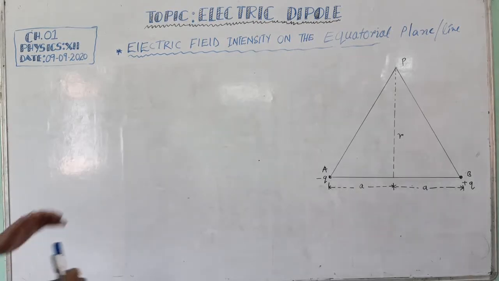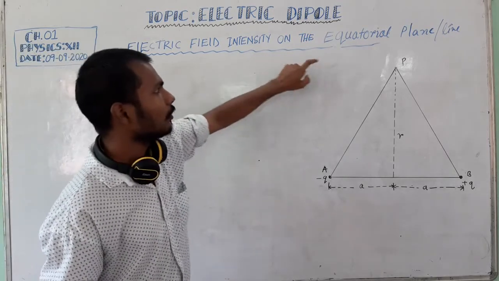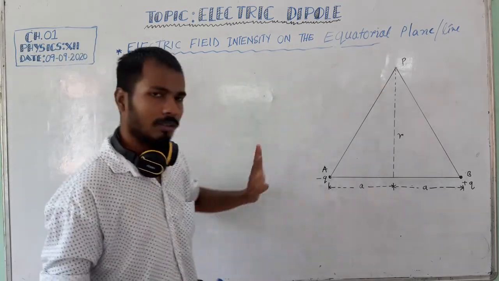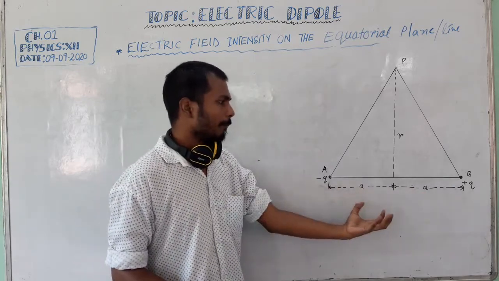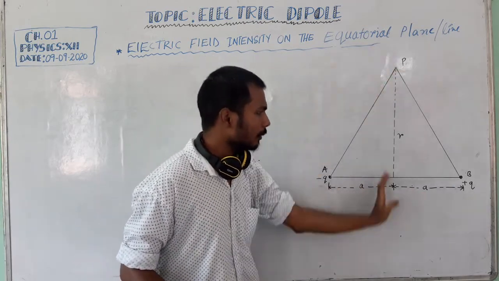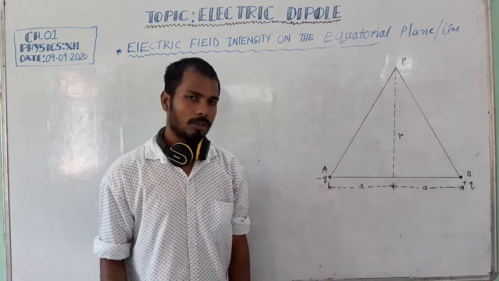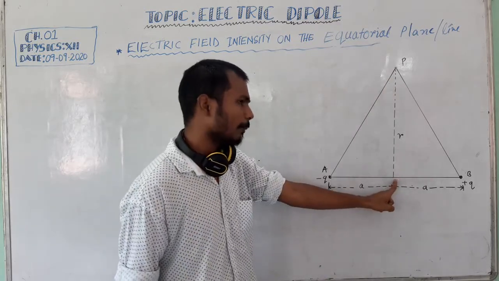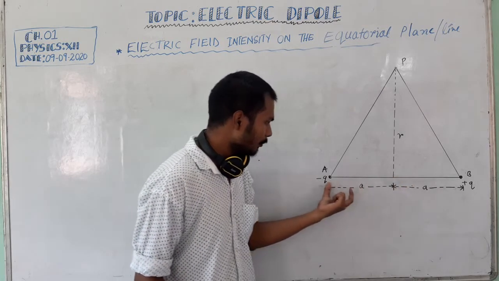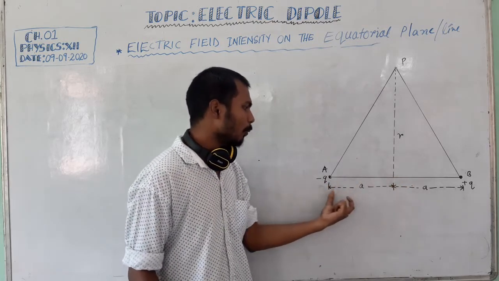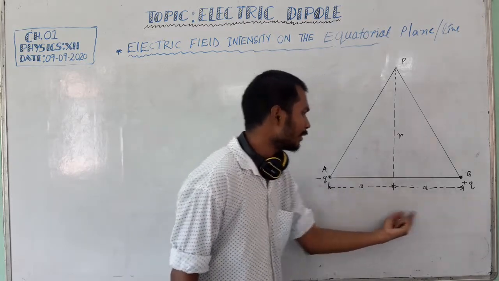Now, class, our next topic is electric field intensity on the equatorial plane, or you can say line, no problem. So we have considered a dipole AB and a point on the equatorial plane, or equatorial line, passing through the center of this dipole. This is the center of the dipole. The distance of the center from the charge, that is from the pole of the dipole, is A. Therefore, we are taking the length as 2A.